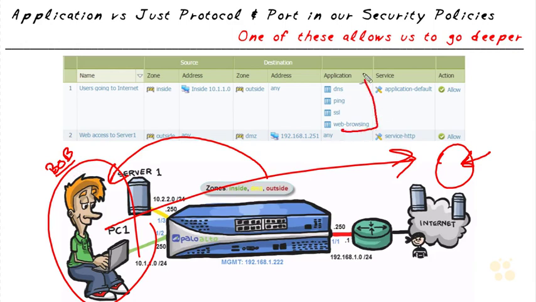So we can kind of think of doing application layer security policies as being the gateway drug into more advanced control and filtering, because we're giving the firewall the opportunity to look deeper into the content, deeper into the payload, to see exactly what's going on as part of the traffic that it's allowing to course through the veins of this firewall.